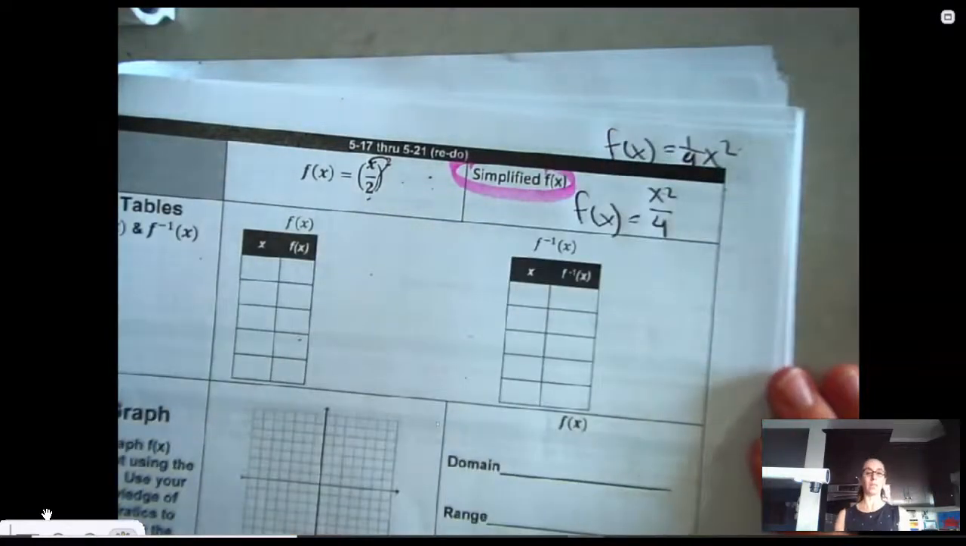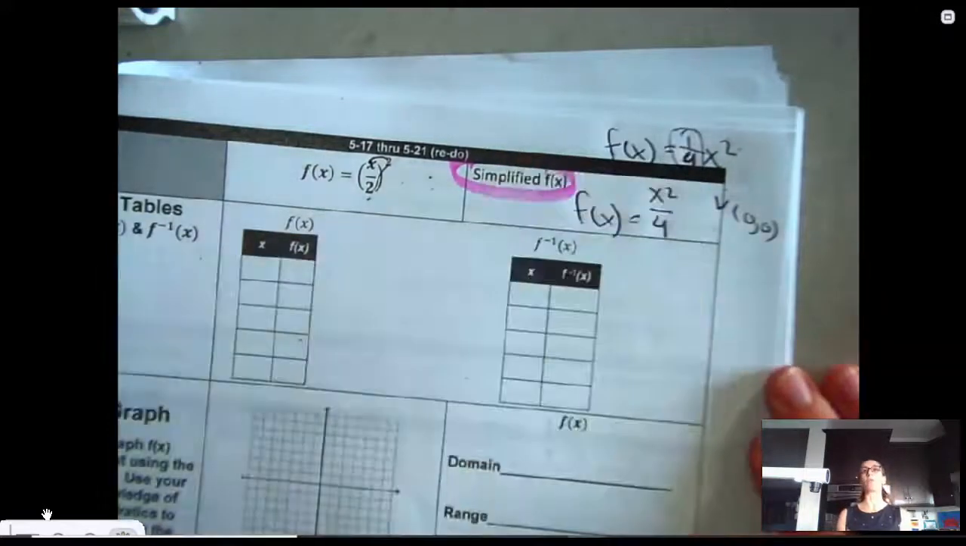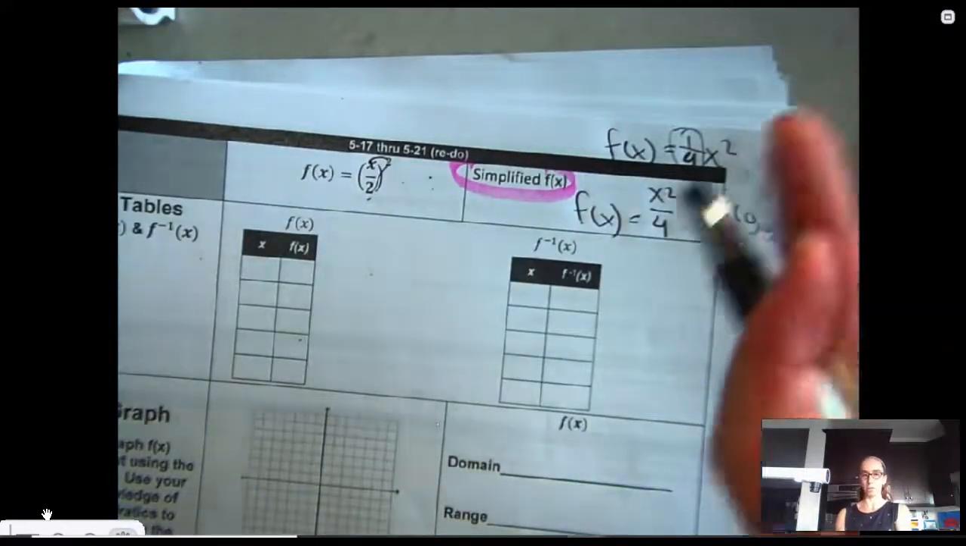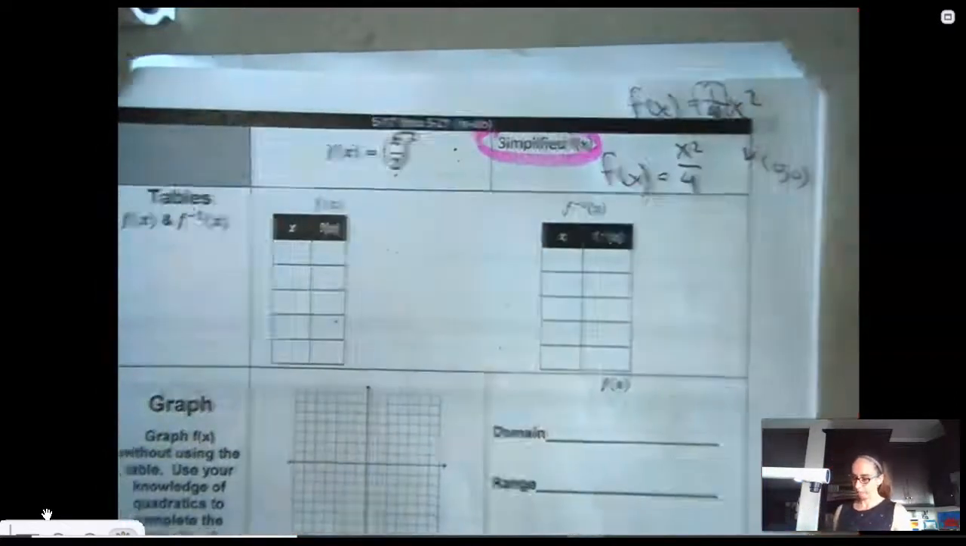Hopefully you see what the vertex is. The vertex is (0, 0), and there is a vertical compression. So if you vertically compress, it's going to be wider. Okay? All right.